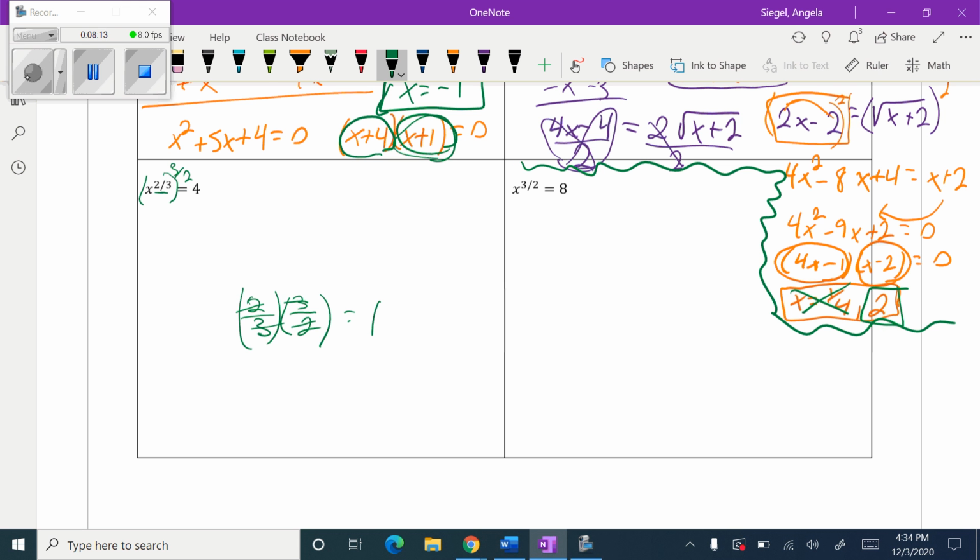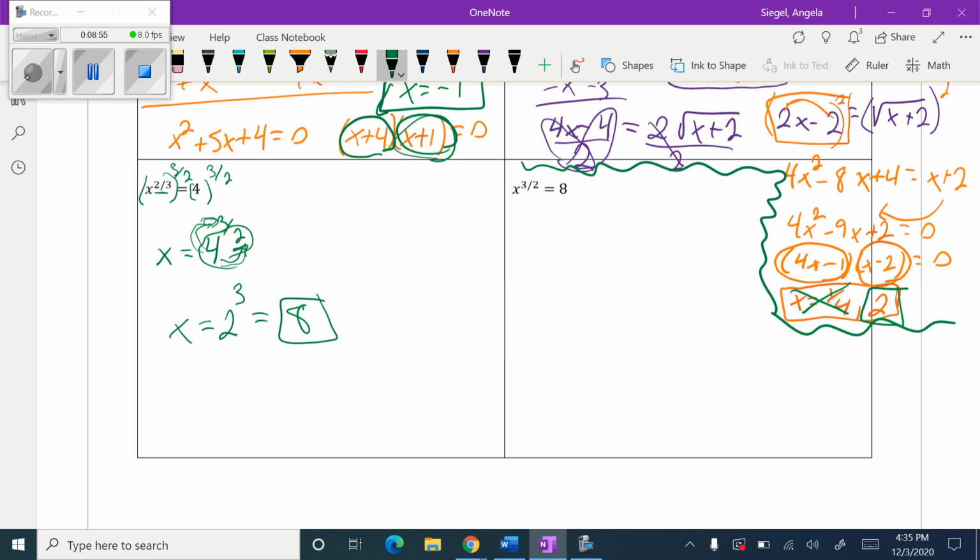So we want this x to be by itself. So I'm going to take both sides to the 3/2 power. So again, on this side, I end up with x to the first, or just x, equals 4 to the 3/2 power. So you can either take the square root of 4 first and then take it to the 3rd power, or you can take it to the 3rd power and then take the square root. It doesn't matter. So whichever one you want to do first. I'm going to take the square root of 4 first, which is 2, and 2 to the 3rd power is 8.